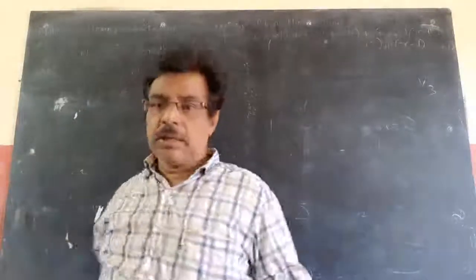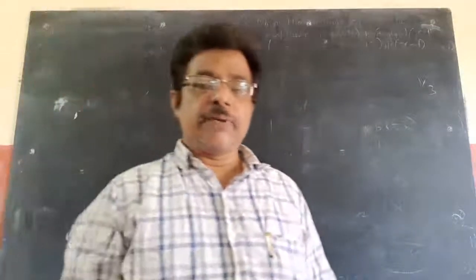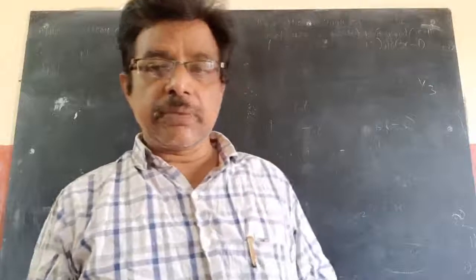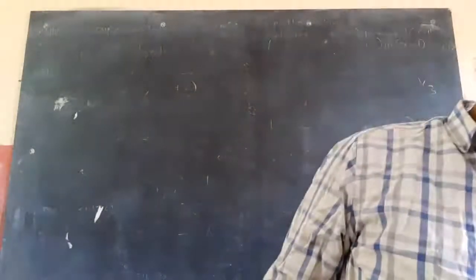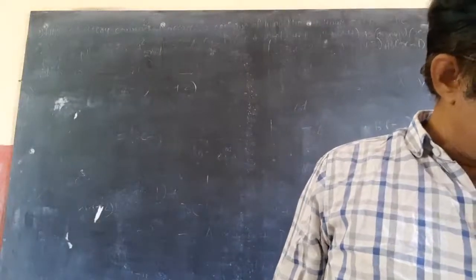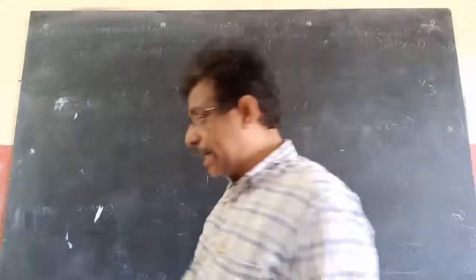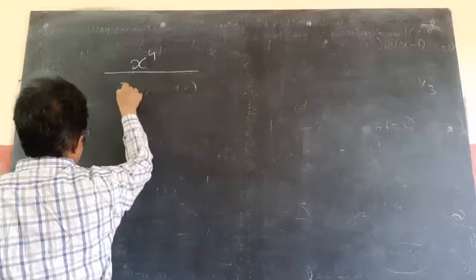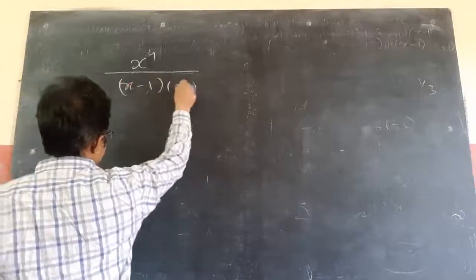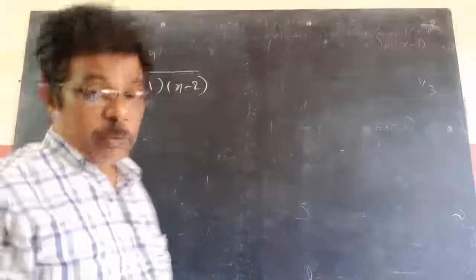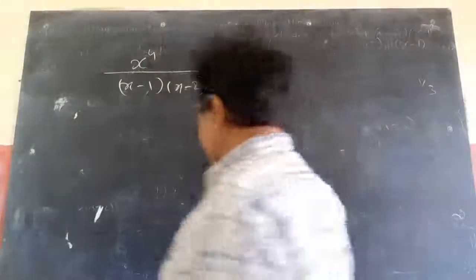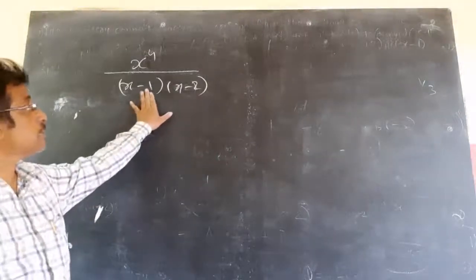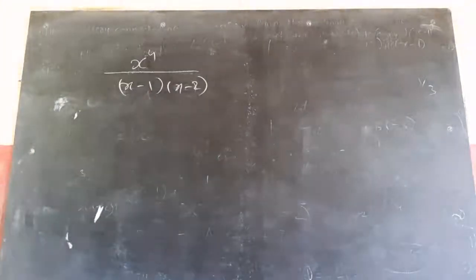Improper fraction whose degree of numerator is more than the denominator we are doing. Keep that in mind. If equal, I will tell you one more different method. X power 4 by x minus 1 into x minus 2. One more sum of the same kind. Degree of numerator is more than the denominator. X power 4 by x minus 1 into x minus 2. How to solve this? Procedure is same.